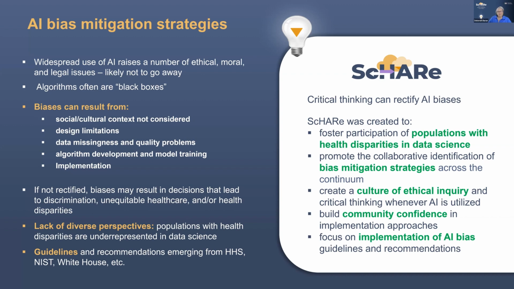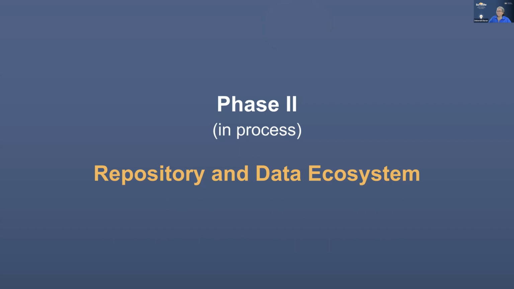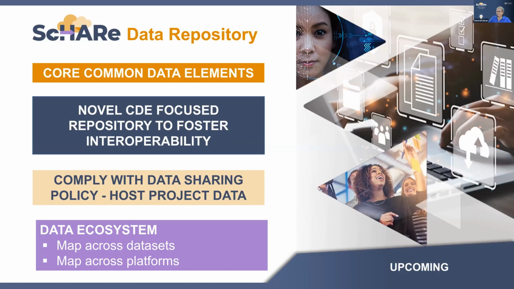The bias mitigation, we have to learn how to use the system before we get into some of this, but it will be coming. Next. So next. This is what we're doing in sort of phase 2 of this. We're building the repository. We have the core common data elements, and they're getting approved now through the NIH endorsement process. Next.